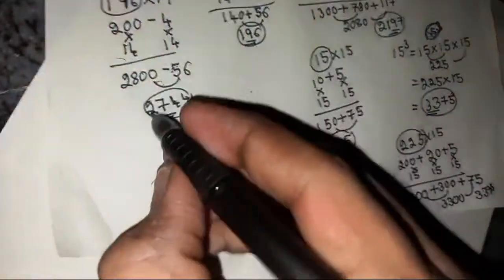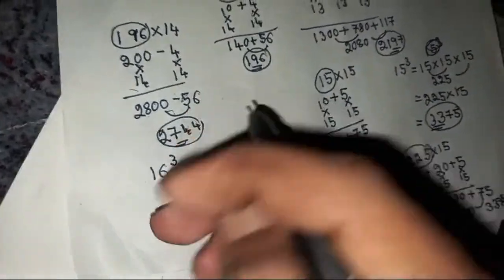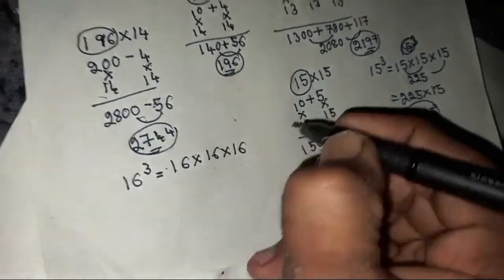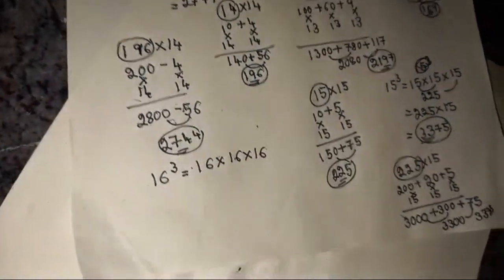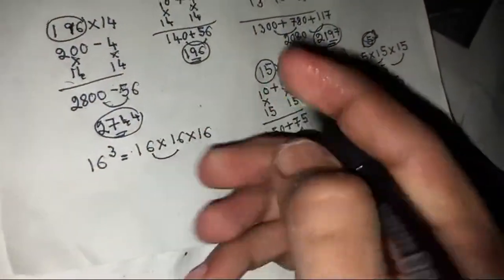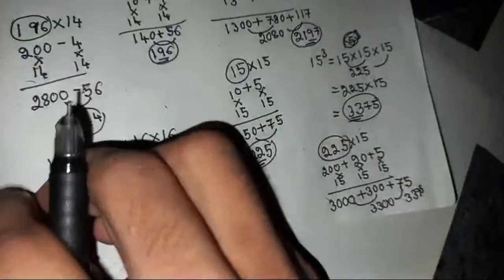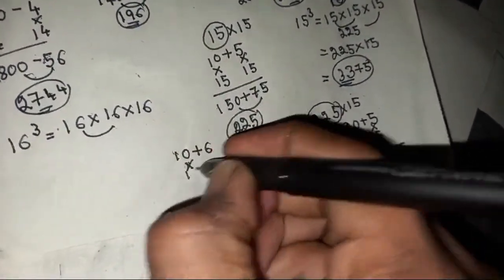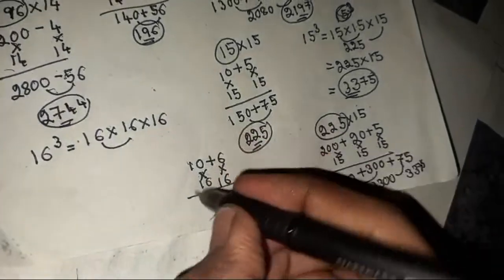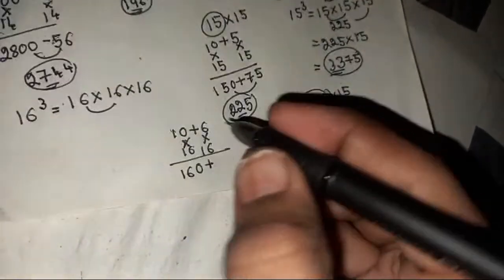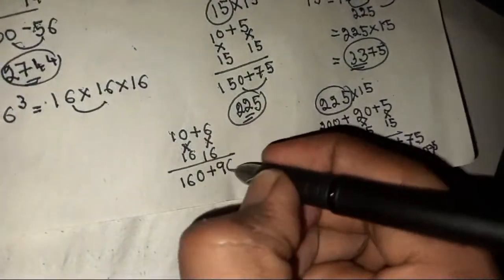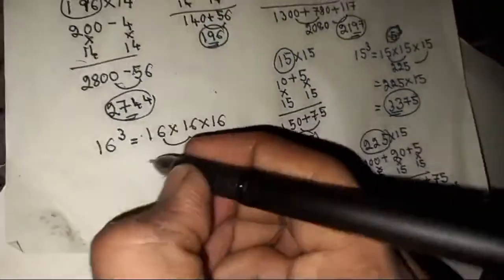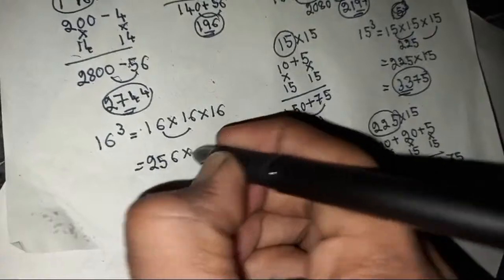And now I write about 16 cube. 16 cube means 16 times of 16 times of 16. Here you can write the same thing. 16 times of 16 can be written as, here take this 16 and split it as 10 plus 6 times of, here also 16, here also 16. 16 times of 10, 160. 16 times of 6 is 96. When you add, you're going to get it as 256.